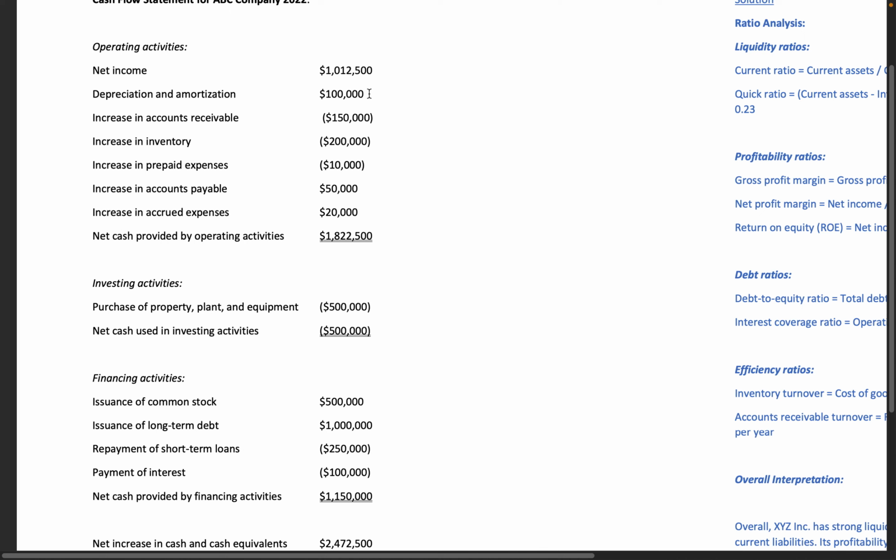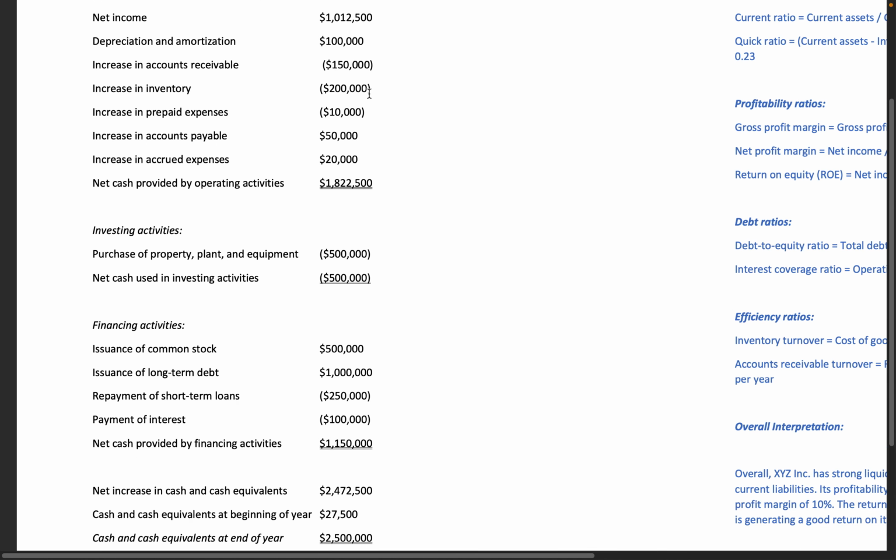And we brought in some cash. We capitalized our company somehow by bringing in some cash, so we sold some stock at 500,000 and we issued some long-term debt, bonds, at 1 million. Okay, we repaid some of that debt and we paid off our interest, and that gave us a net cash from the financing activities of 1.15 million.